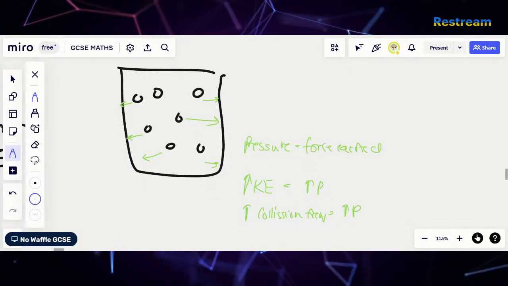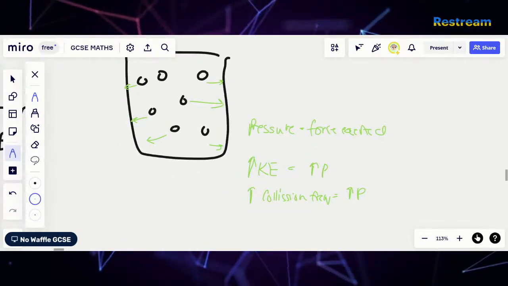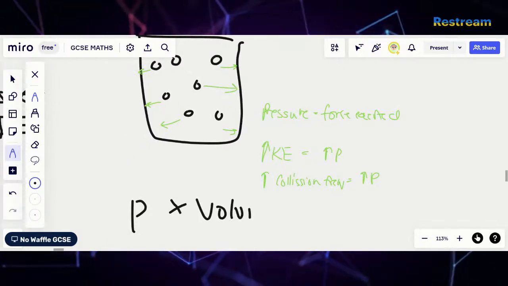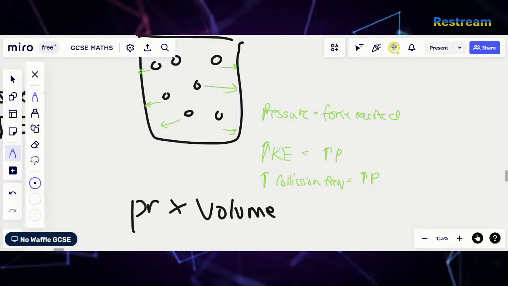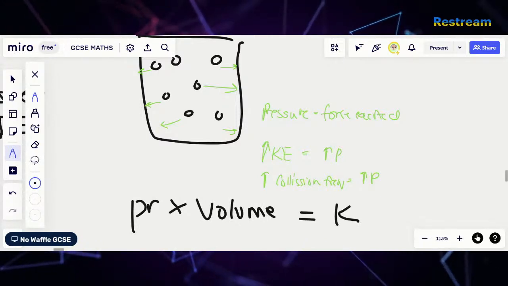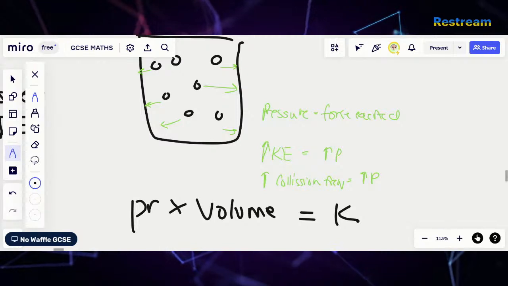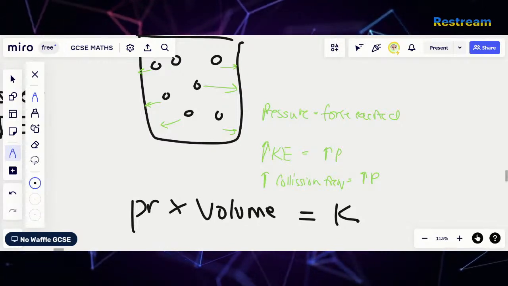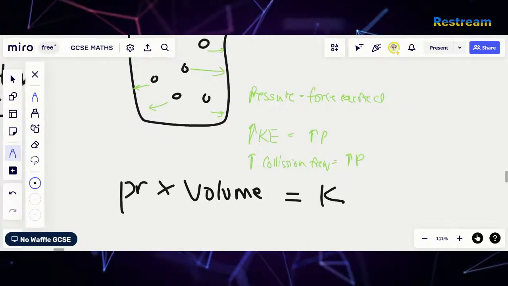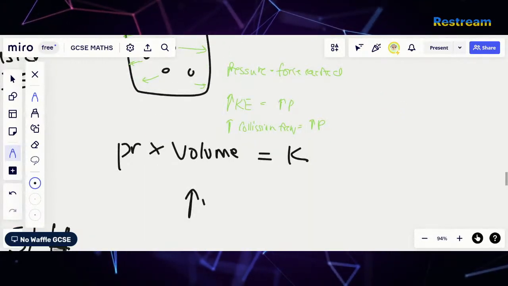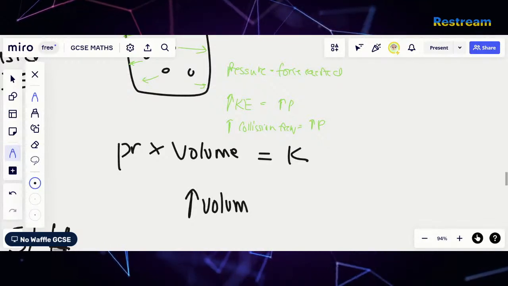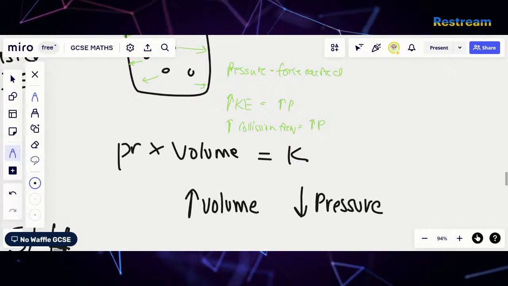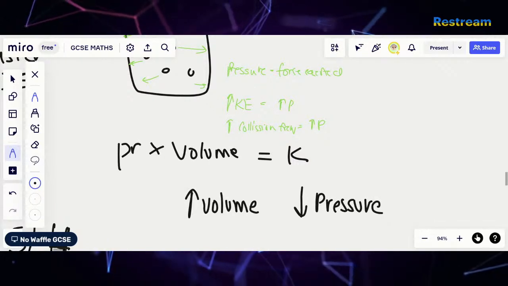You get the equation: pressure multiplied by the volume is equal to a constant. It's suggesting that pressure and volume are inversely proportional. When you increase the volume, you are decreasing the pressure. And when you increase the pressure, this must lead to a decrease in the volume.